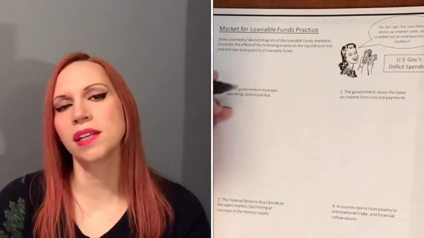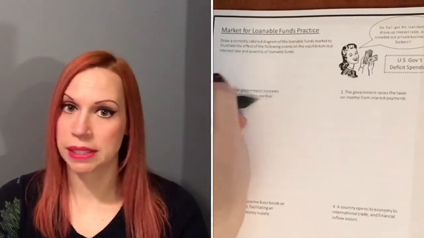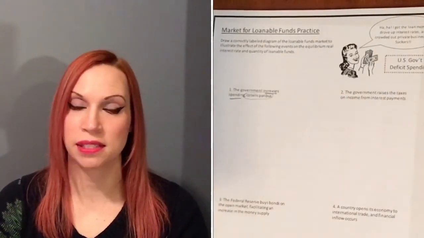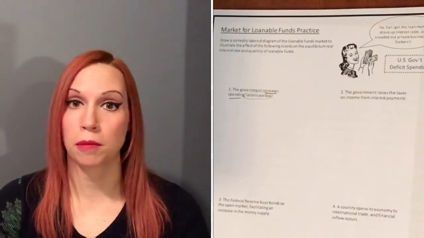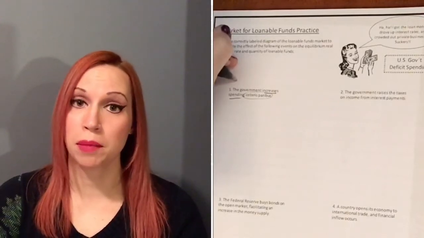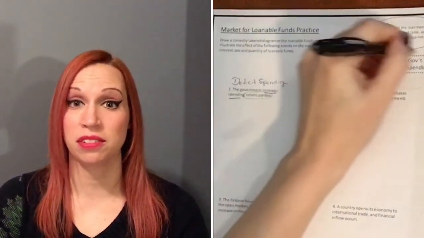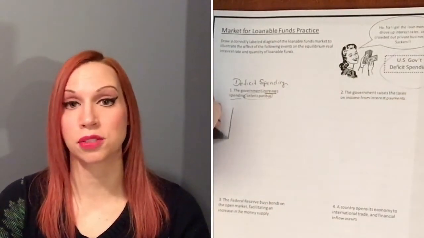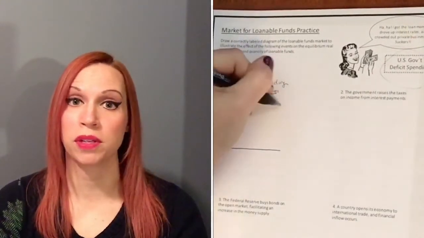So number 1 says that the government increases its spending without any increase in taxes. So ceteris paribus, they haven't changed taxes, they haven't changed their income, all they've changed is that they're spending more money. Well, if the government is spending more money but they're not bringing more money in, that means they're going to probably be in a situation of deficit spending. So when the government needs some money to help cover its extra spending, then it's going to need to borrow some of these funds from the loanable funds market.